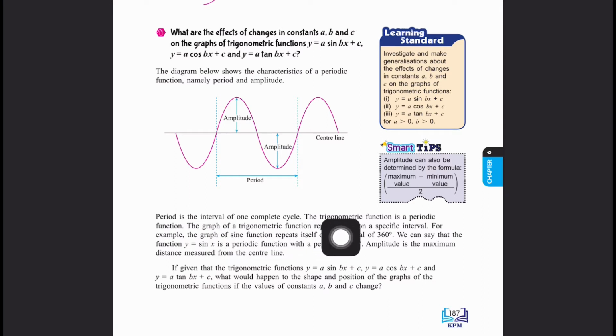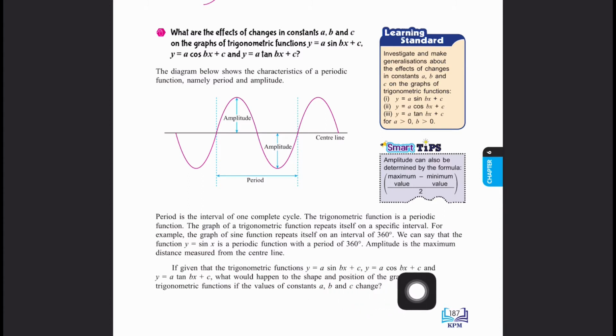The trigonometric function is a periodic function. The graph of a Trigo function repeats itself on a specific interval. For example, the graph of sine function repeats itself on an interval of 360. We can say that the function y equals sine x is a periodic function with a period of 360. Amplitude is the maximum distance measured from the center line. Ketinggian ni lah.